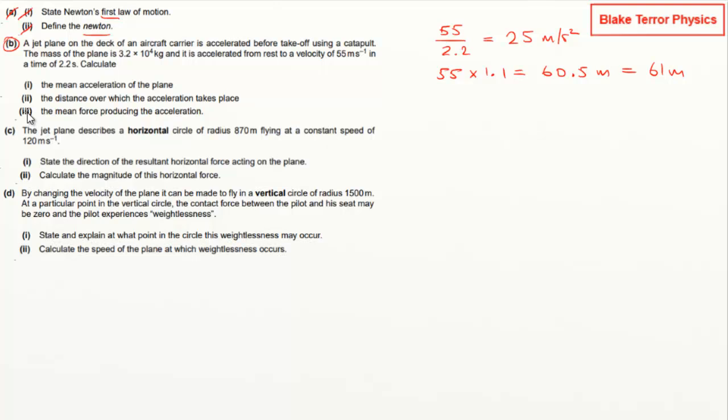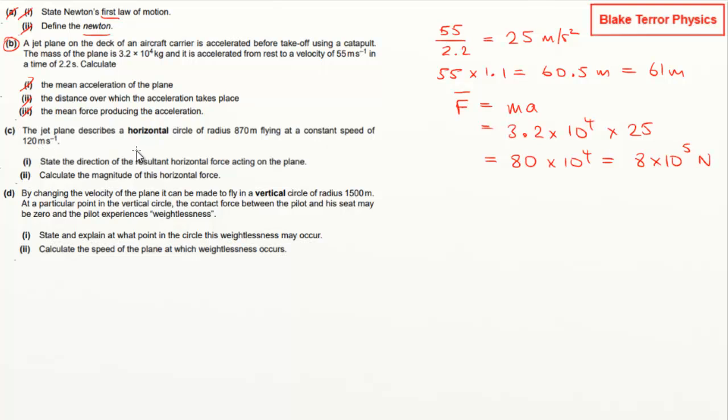The mean force producing the acceleration. We've got our acceleration there, so our average force is going to be the mass times the acceleration. The mass is quite big. What was it? 3.2 times 10 to the 4, multiplied by 25. So what is 3.2 times 25? That's 80, so 8 times 10 to the 5 newtons. Right, that's dealt with that part.